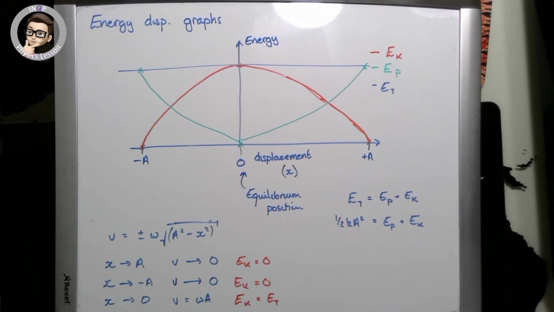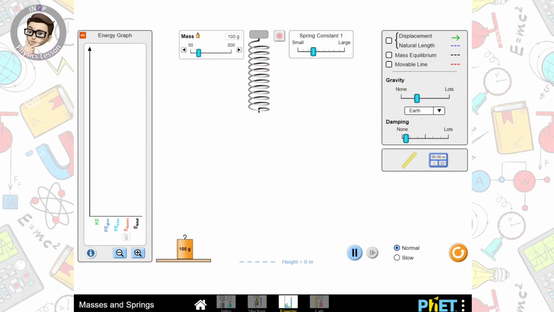Let's look at this in a simulation, because I think that will start to make a bit more sense as we do it. So moving over to the PhET simulation, we have got the energy graph here. We can see kinetic energy, gravitational potential energy, elastic potential energy. We've added those two together. There's a thermal energy, which we're going to remove for the moment, and we'll talk about that in a moment. And there is a total energy.